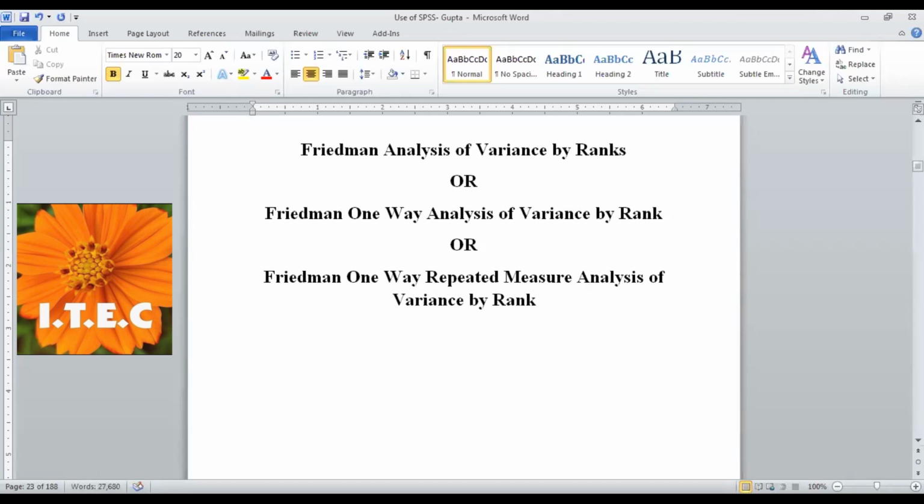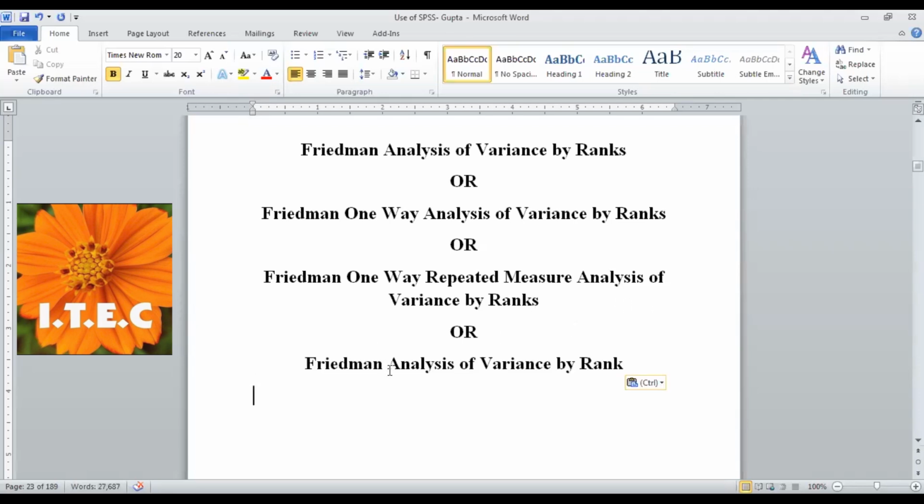It is ranks, not rank. And somewhere in some of the books, you may find another name, the Friedman two-way analysis of variance. But in fact, it is one way only. In some of the books it is written two-way, but in reality it is one way only. So sometimes you may get different names, and you should be quite clear about this particular aspect.